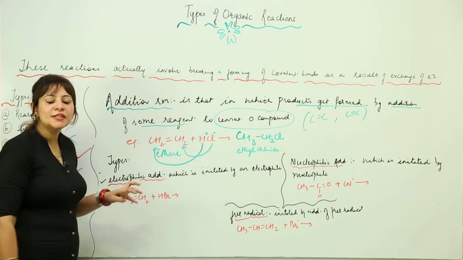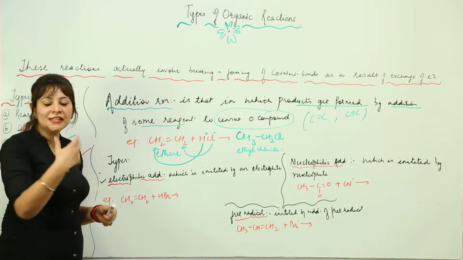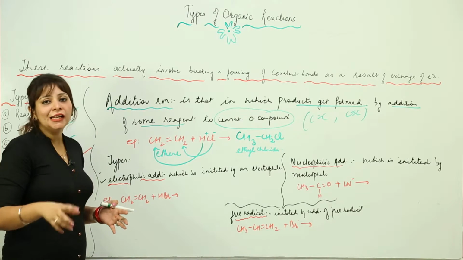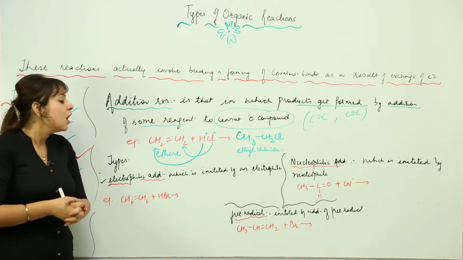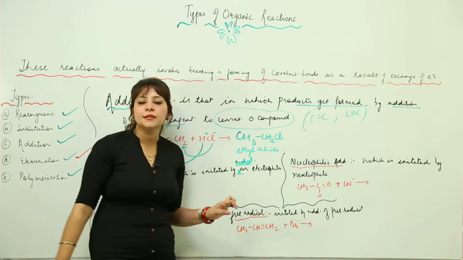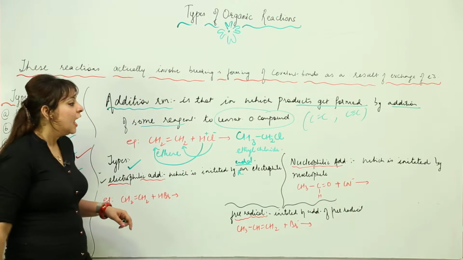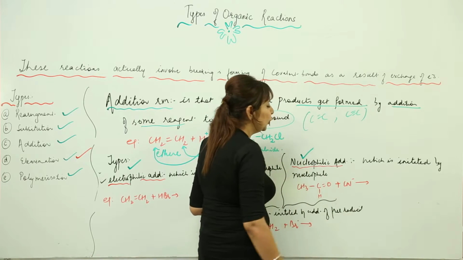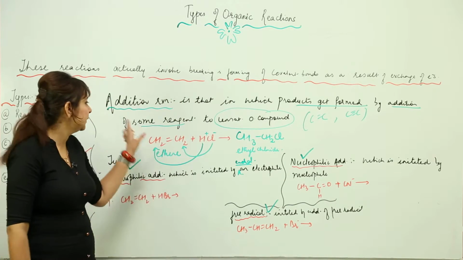Now, again, as we divided substitution depending upon which group is replacing the other group, we classified it as electrophilic, nucleophilic and free radical. Likewise, for addition, the correct word is that the reaction is initiated. If it is initiated by addition of an electrophile, that means the first atom or group of atoms which attaches is an electrophile, then it is called electrophilic addition. And if the first group that gets attached to the organic compound is a nucleophile, then it is nucleophilic addition. And if it is initiated by the addition of a free radical, then it is a free radical addition reaction.